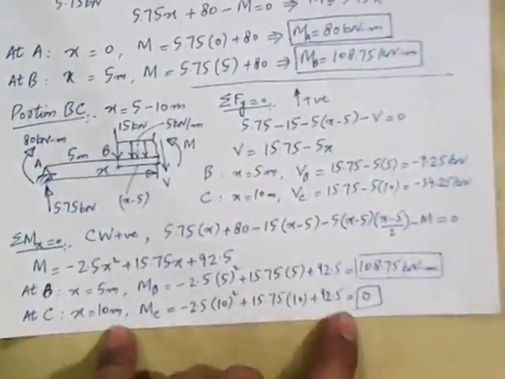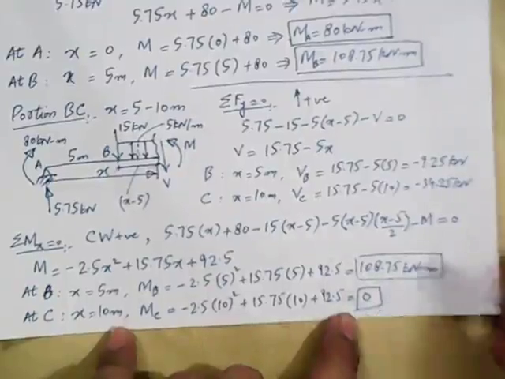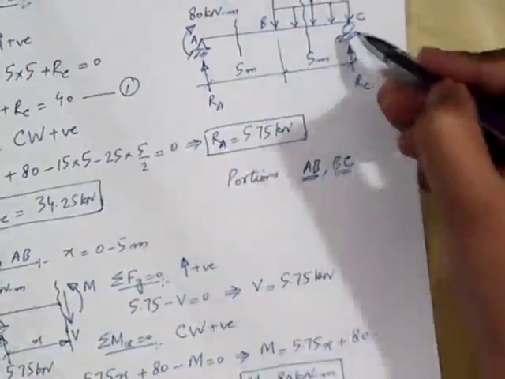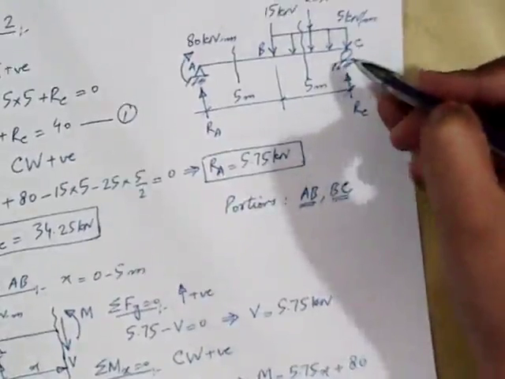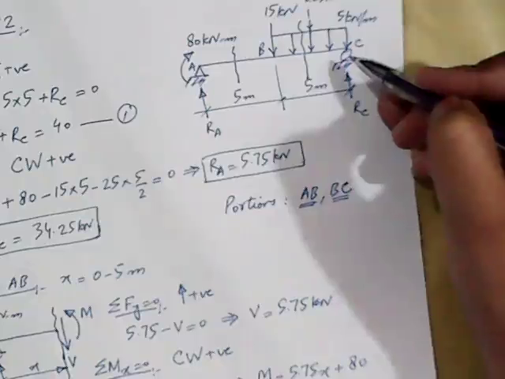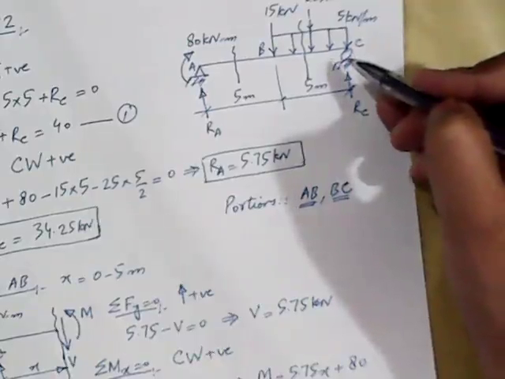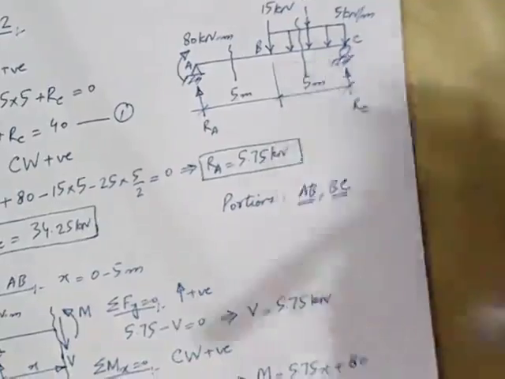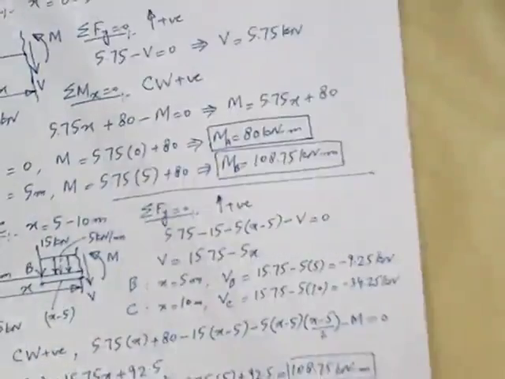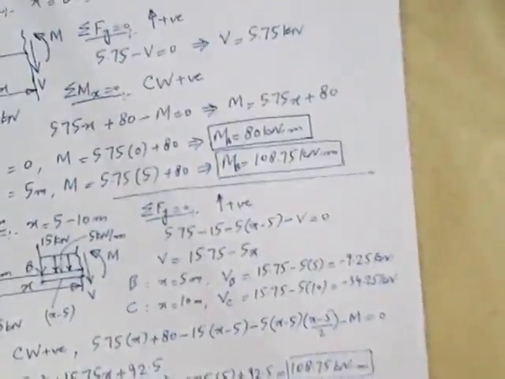Now, is it logical or not? This is logical because at point C, we have a roller support. And at roller support, we have discussed that if there is no point movement or external movement acting at external hinge support or roller support, the value of bending moment should be equal to 0. So at point C, the value of bending moment is 0. And this is totally logical because this is a roller support.